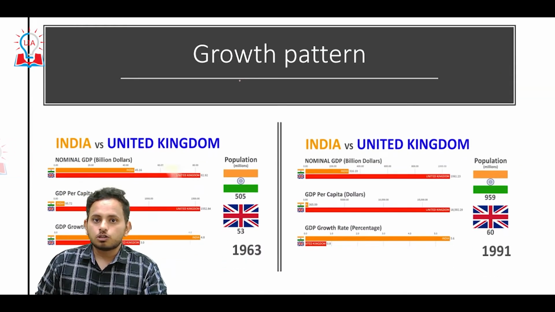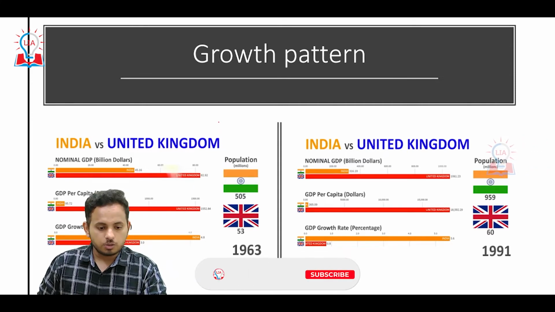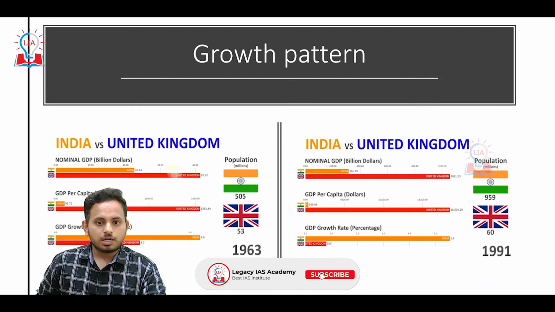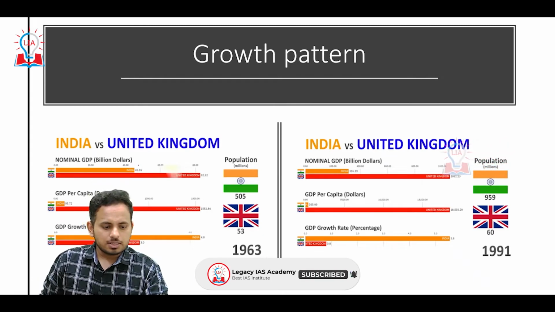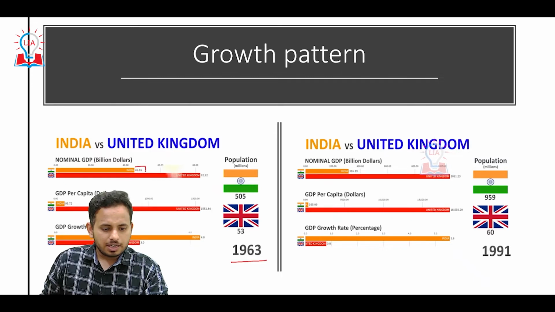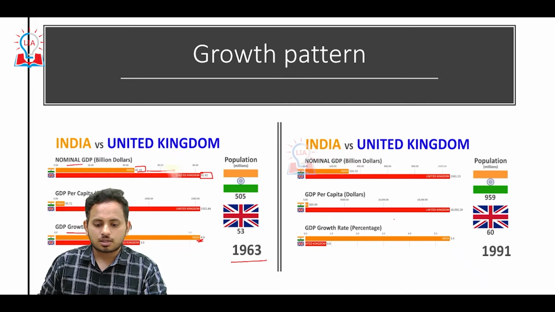So let's look at the growth pattern and how we have fared since independence, that is 75 years. Azadi Ka Amrit Mahotsav we are celebrating in 2022. So what happened post-independence, that is 1963? You can see here, in nominal GDP terms, India is very far from the United Kingdom. And in GDP growth rate, India is growing fast, but when it comes to nominal GDP, India has a very huge task.